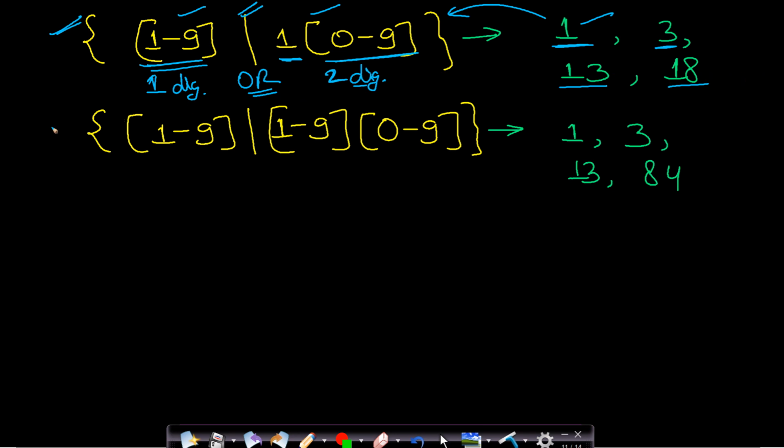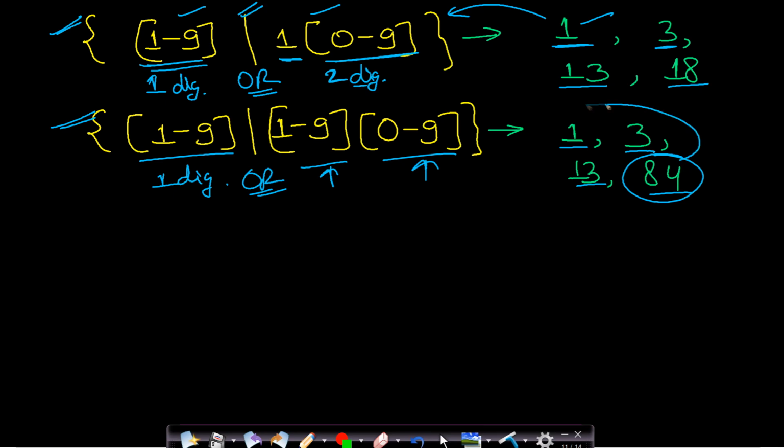Okay. Now if you see this second regular expression, in this case, if you have a 1-digit number, then it should be in the range of 1 to 9, or if you have a 2-digit number, then the first digit can be in the range of 1 to 9 and the second digit can be in the range of 0 to 9. Okay. So 1, 3, 13, 84, all of these will be valid. But 84 will not be valid in the first regular expression, because the first digit is 8, and if you have a 2-digit number in the first regular expression, then the first digit should be 1. So this will be invalid in case of the first regular expression. So I hope you got the example now.